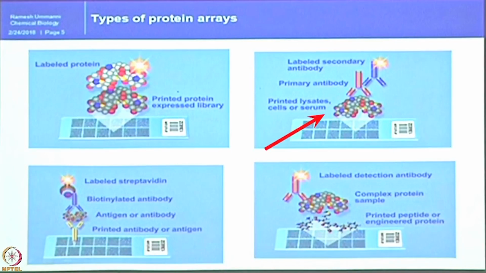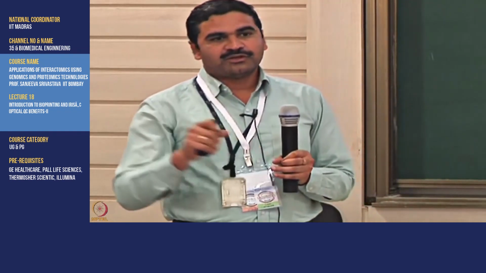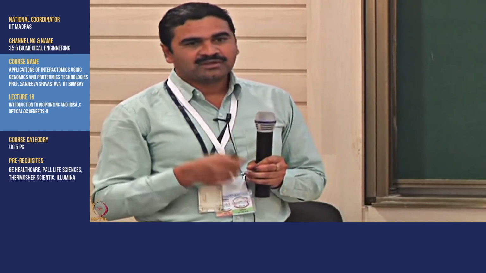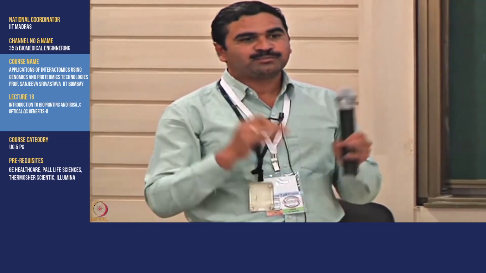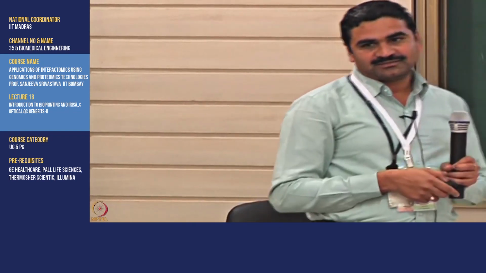So, here the lysates can be printed. Today morning Sanjeeva explained that he is also printing a protein, but it is an externally expressed pure protein in each spot. But in this case we are going to print the protein lysate as such. Take a cell lysate, when you scrape the cells in the cell culture lab and lyse them and spin down, the supernatant contains a pool of proteins. That sample directly you are going to spot here.